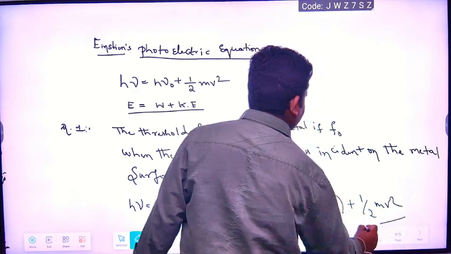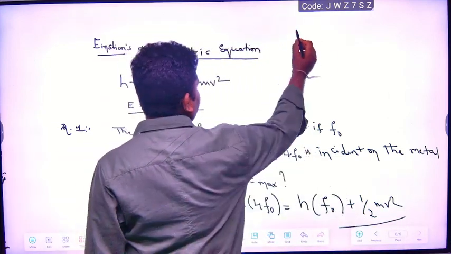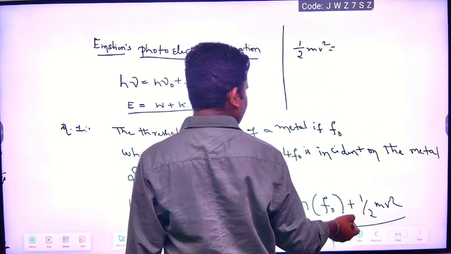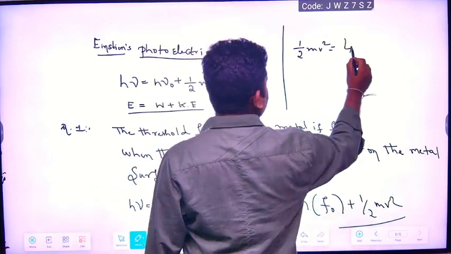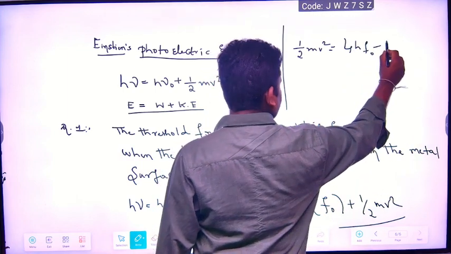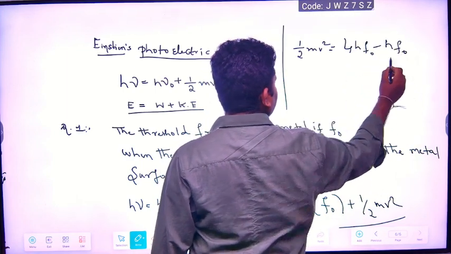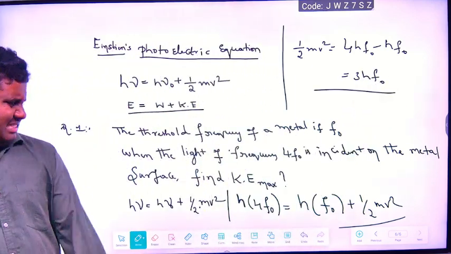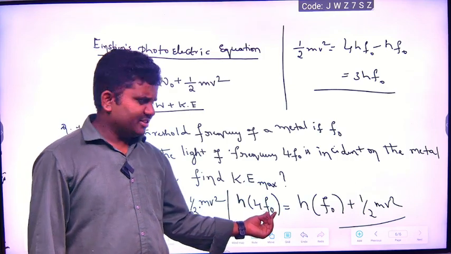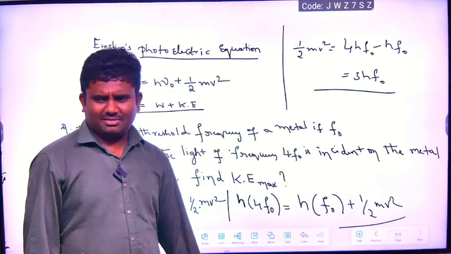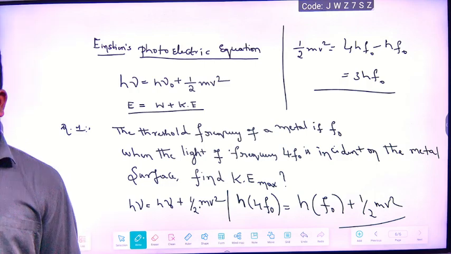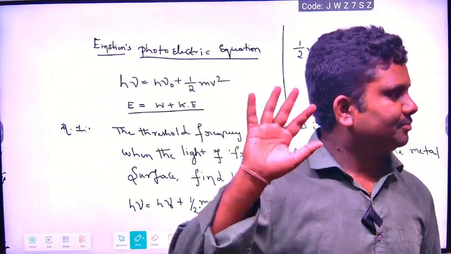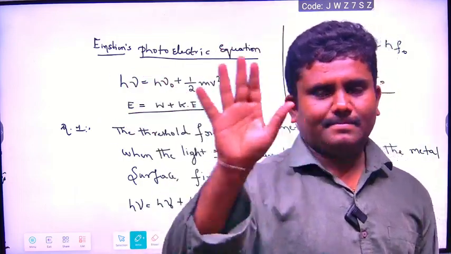Now what is half m v square? Tell from this. I will write here, okay? Half m v square is equal to 4h f naught minus h f naught. How much? 3h f naught. Done, na? Easy, no? Incident frequency 4f naught, threshold frequency f naught. So in that, shall we put it as a difference?